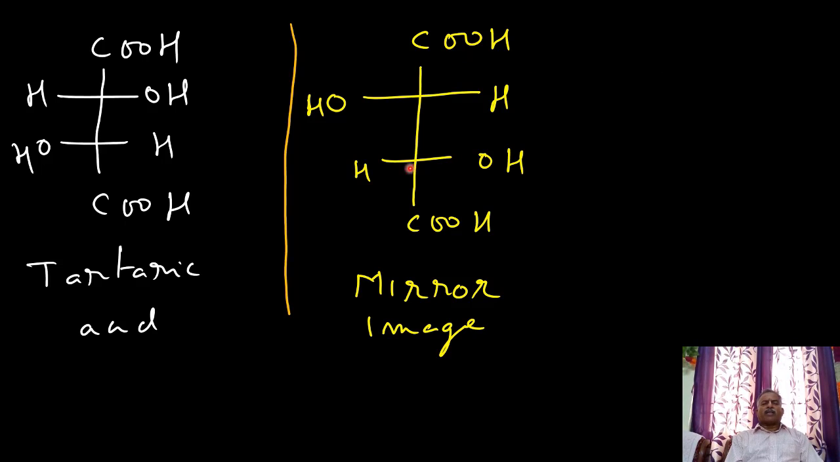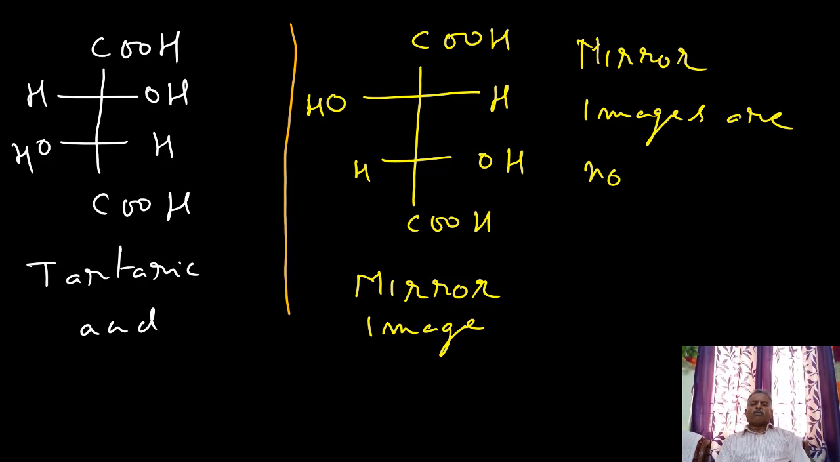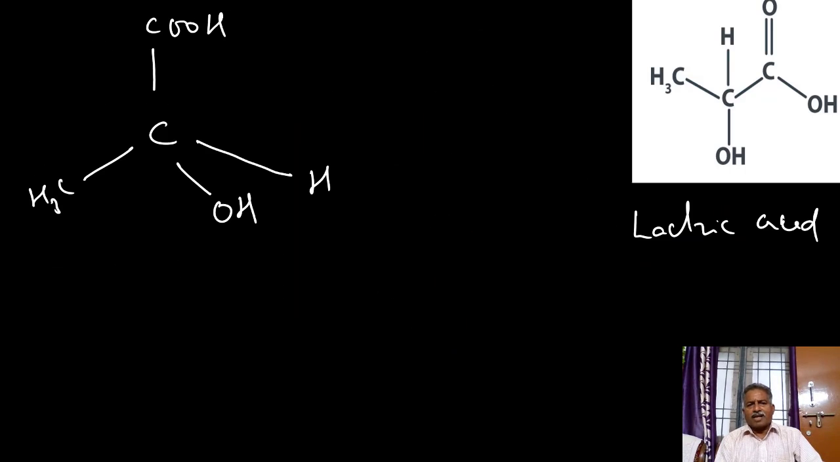Try to keep this mirror image on the original molecule. When the mirror image is kept on the original molecule, the same groups are not coinciding. Therefore, in such cases, the mirror images are non-superimposable. Superimposable means the same groups coincide with each other. Such non-superimposable mirror images are referred to as enantiomers.